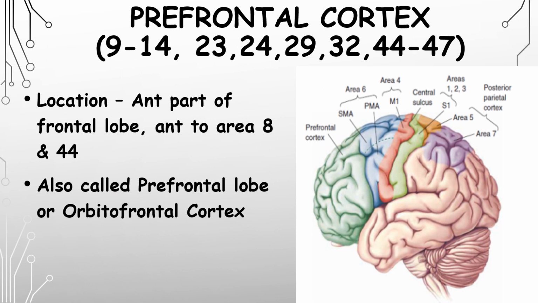Prefrontal cortex. It has different Brodmann areas from 9 to 14, then 23, 24, 29, and then 32 and 44 to 47. The location is the anterior part of the frontal lobe, which is anterior to areas 8 and 44. So it is also called the prefrontal lobe, and also the orbitofrontal cortex.